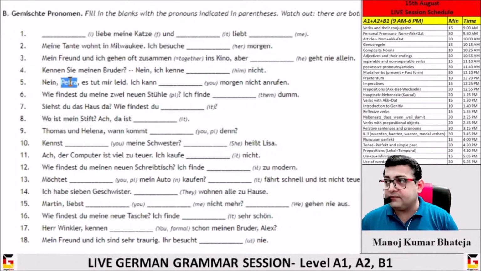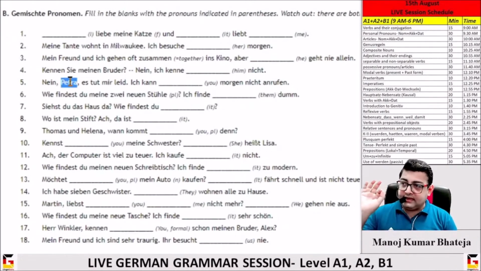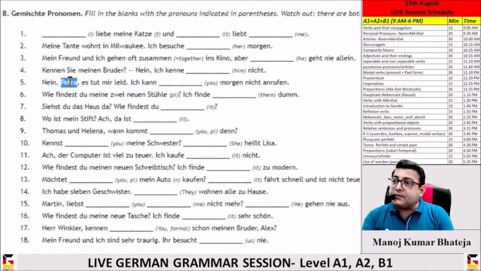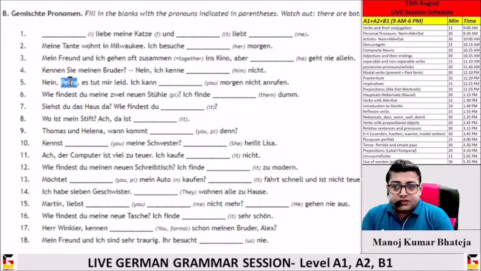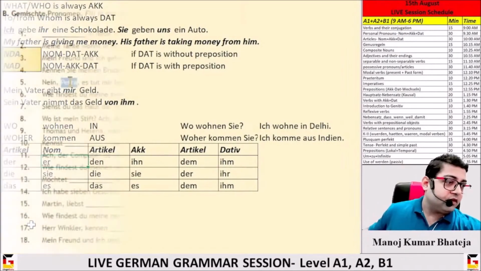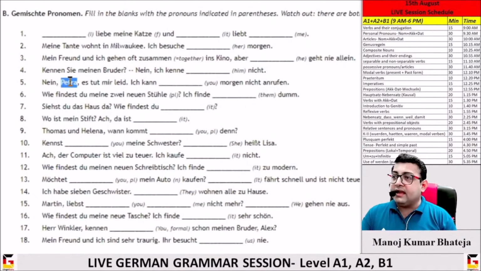"Wo ist mein Stift?" "Ach, das, da ist it." Where is my pen? There is it. Beginners generally make this error: they write "es" for it and marks get cut. Check who "it" is referring to here. Mein Stift. What is the article of Stift? Der Stift. Nominative. What pronoun do we have for der in nominative? Er. What will be right? "Da ist er."